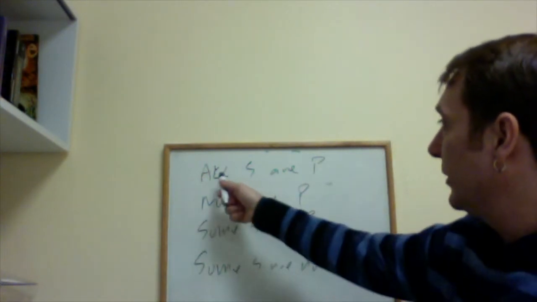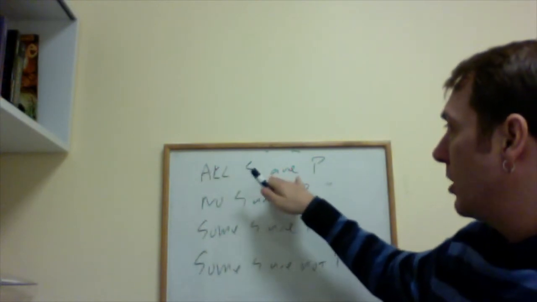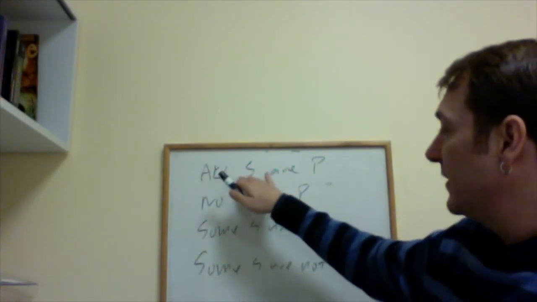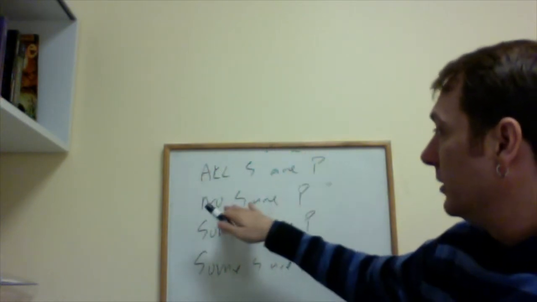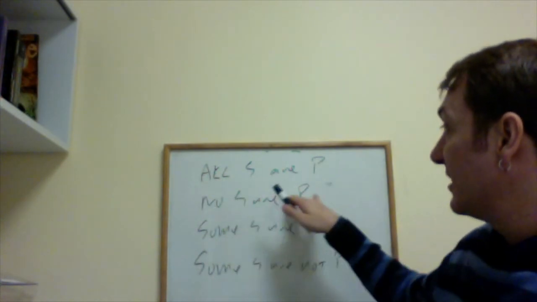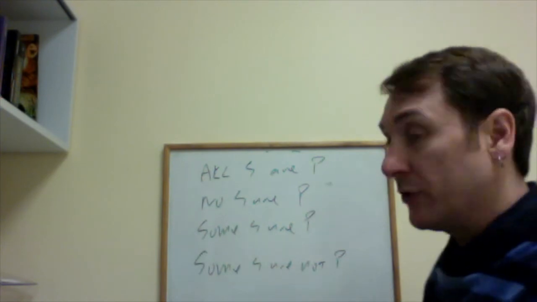And we remember how we translate this, where we say all dogs are mammals. We translate that as an if-then statement: if it's a dog, then it's a mammal. No snakes are mammals: if it's a snake, then it's not a mammal. Some dogs are mammals. Some dogs are not mammals.